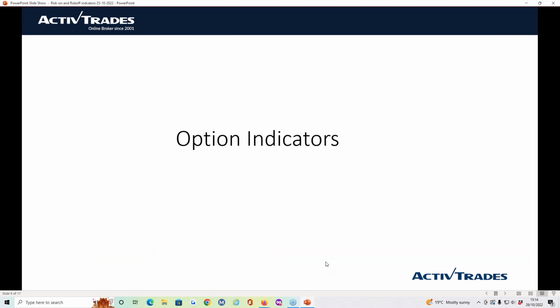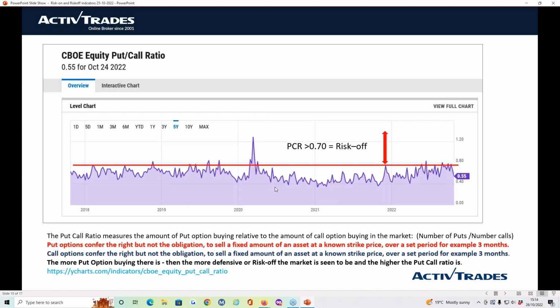Okay, so what about looking to other markets for indicators as to what the mood of the equity market is? One place that we can look for that is within the equity options and equity options index markets. And they provide us with a number of useful indicators, one of which we'll look at here, and that is the equity put call ratio. Now, this is a ratio that once again comes from the Chicago Board Options Exchange, the CBOE, the very same people who created the VIX index.